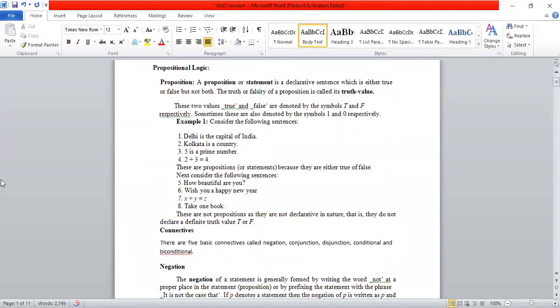So the next topic is connectives. There are 5 basic connectives called negation, conjunction, disjunction, conditional and biconditional. These are the 5 basic connectives.